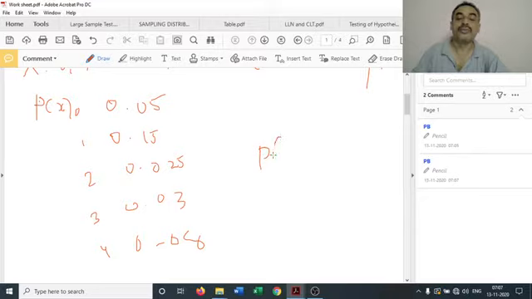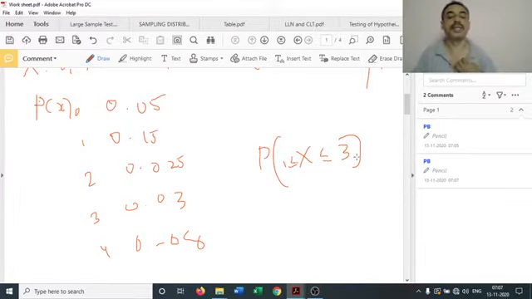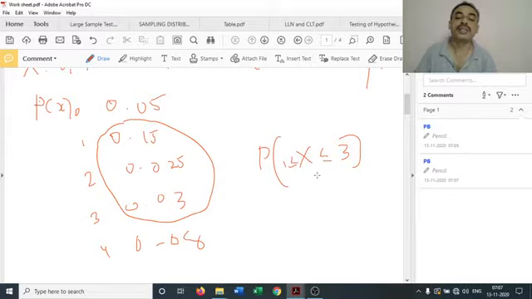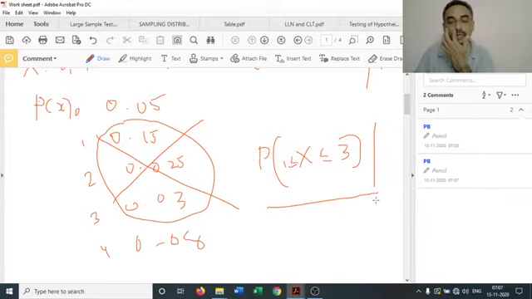What is the probability of x lying between 1 and 3? You can see that for the probability of x between 1 and 3, you can refer to this table: 1 has 0.15, 2 has 0.25, 3 has 0.3. So the probability of x between 1 and 3 will be the sum of these. But to find this probability, the essential information is the probabilities at the points 1, 2, 3, etc. Suppose this information is not given to us, we cannot find this probability.